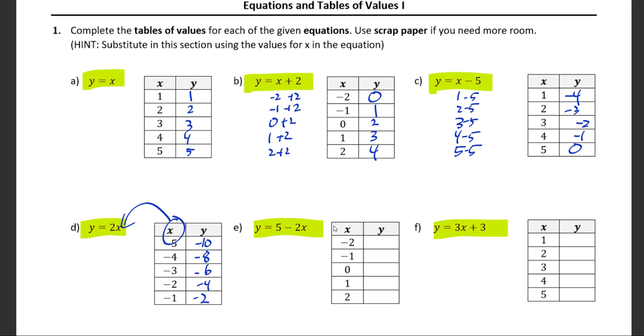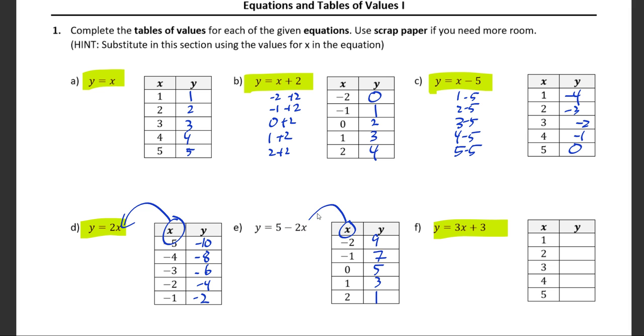Same for y equals 5 minus 2x. We take our x value, multiply it by 2, and subtract it from 5. So 2 times negative 2 is negative 4. Subtract that is adding 4. This is 5 plus 4, which should be 9. 2 times negative 1 is negative 2. Subtract that, that's adding 2. 5 plus 2 is 7. Continue down. Oops, it should be a 5, a 3, and a 1.